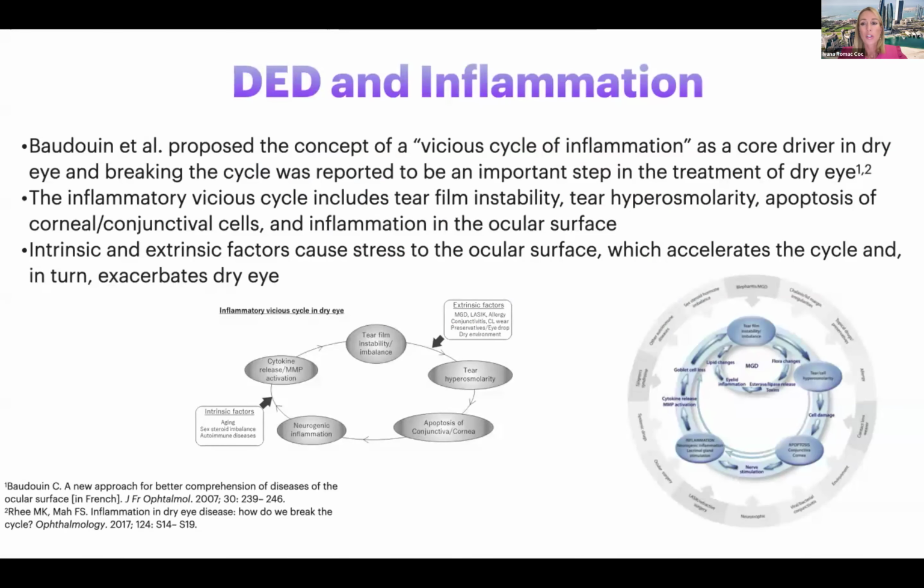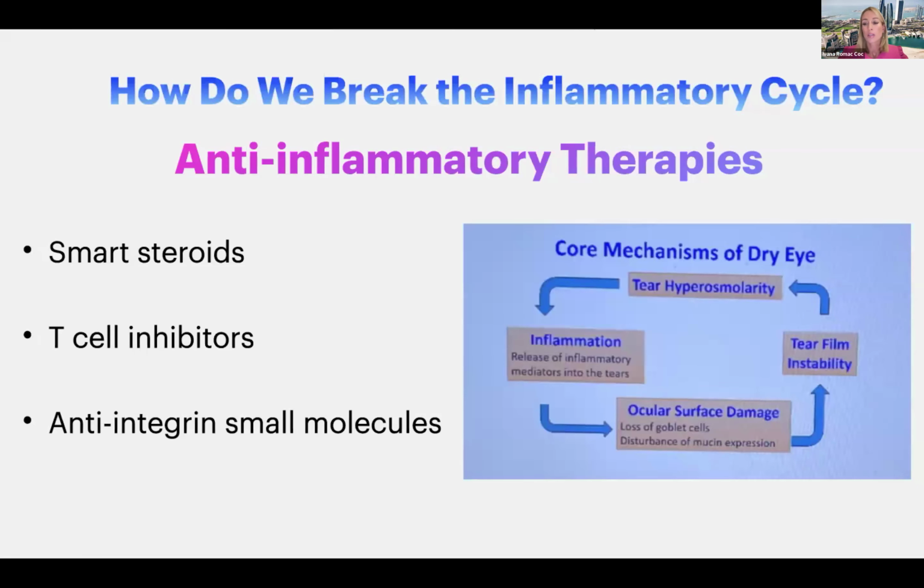We know that inflammation has a very important role in dry eye disease. A long time ago, in 2007, Baudouin proposed the concept of a vicious cycle of inflammation, which is a core driver of dry eye disease. And breaking the cycle was reported to be an important step in the treatment of our patients. So how can we break this inflammatory cycle? Well, we have several anti-inflammatory therapies available. We can use smart steroids. We have T-cell inhibitors and anti-integrin small molecules.